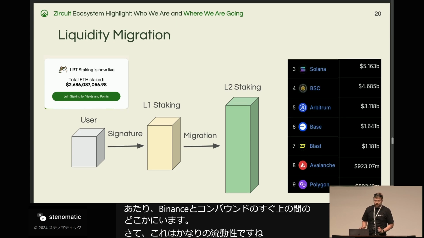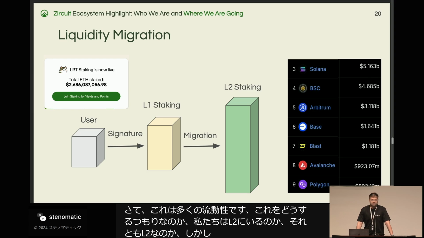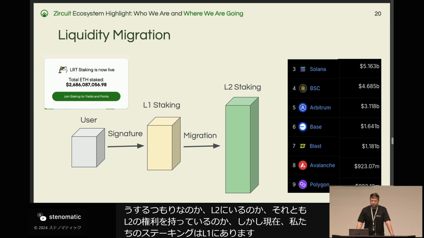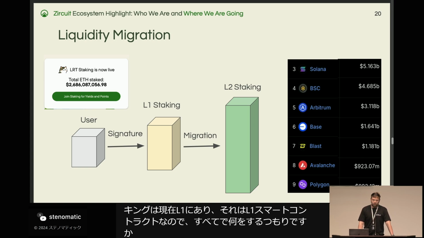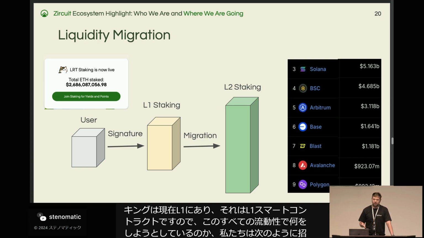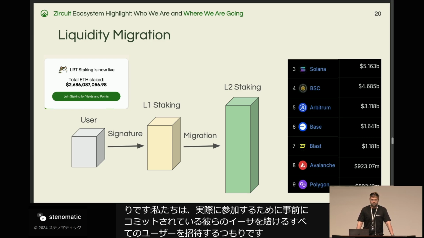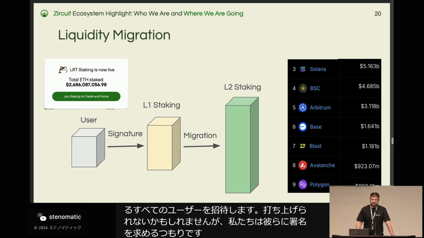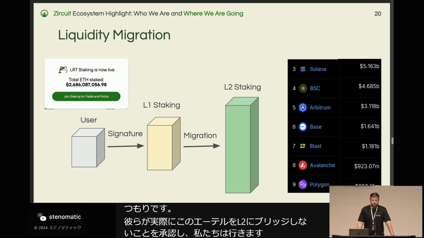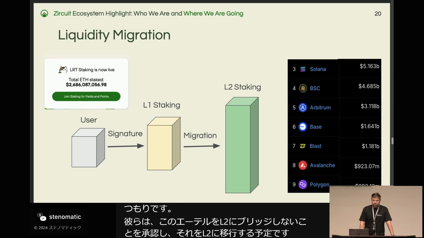What are we going to do with this? So we are an L2, right? But our staking currently sits on L1. It is an L1 smart contract. So what we are going to do with all this liquidity is the following. We are going to invite all the users who stake their Ether, which is pre-committed, to actually enter Zircuit when mainnet launches. We are going to ask them for a signature, which is their approval that they actually want this Ether to be bridged onto L2, and we are going to migrate it into L2, okay? So just to, again, put it into perspective, this is roughly $2.7 billion.